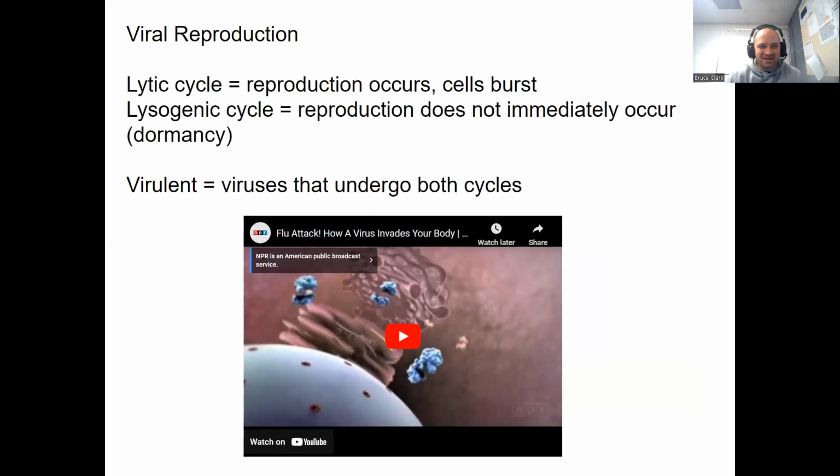One is the Lytic cycle. That reproduction occurs immediately. So the virus gets in, it makes copies of itself, and then that cell ruptures, and there's millions of viral copies floating around your system in your body, and then those are going to infect their own cells there. There's a nice video down here from NPR. It's about 3 minutes long showing that. I would suggest watching it, right?